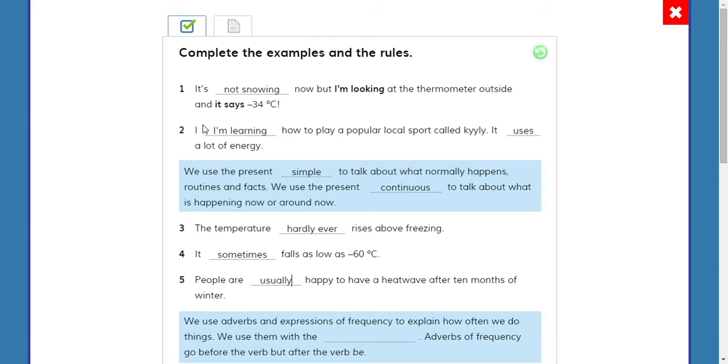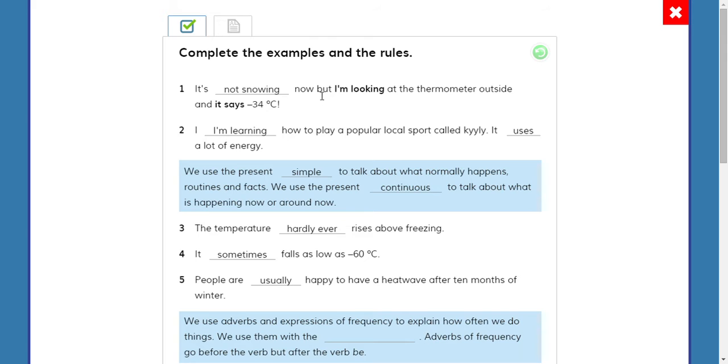Okay, now in the first part, we can see the two tenses, no? The present simple and the present continuous, and that's excellent because you can see the difference. It's not snowing now, but I'm looking at the thermometer outside. It says minus 34 centigrade degrees. And here it says, I'm learning how to play a popular local sport called Kili. And then it says it uses a lot of energy.